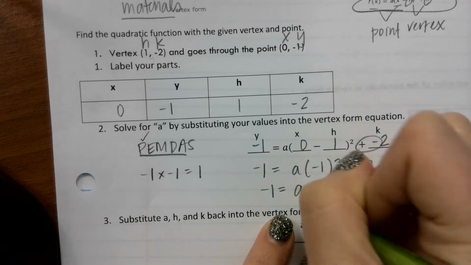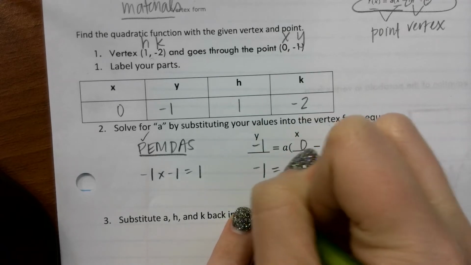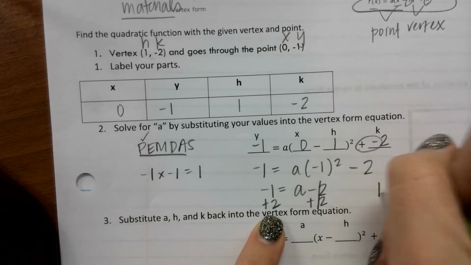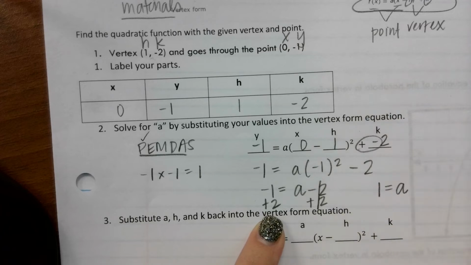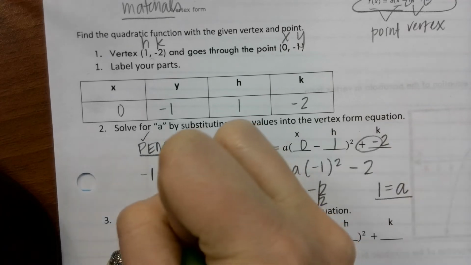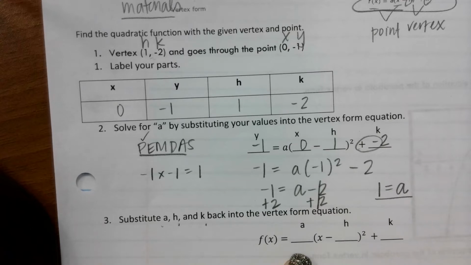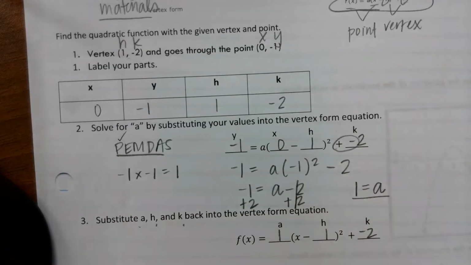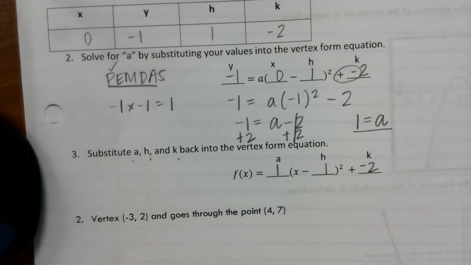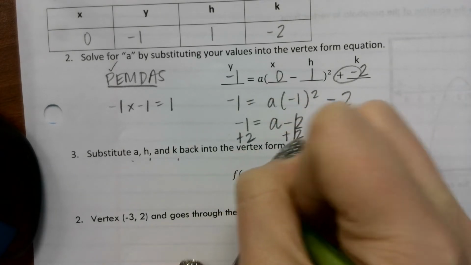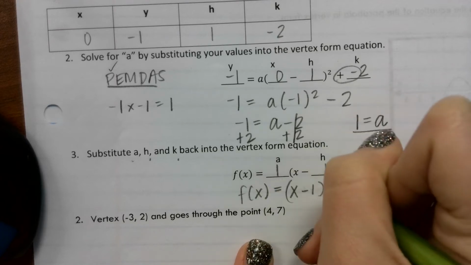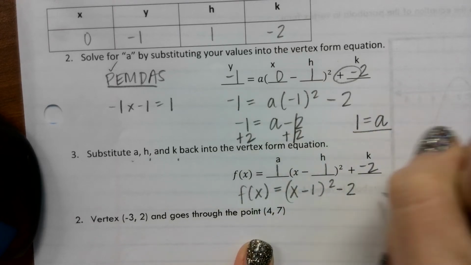Order of operations says that I need to do the inverse of a -2 in order to isolate my a, which means I add 2 on the left side as well. This becomes 1 equals a. Step 3 says to substitute in a, h, and k back into the vertex form equation. A is 1, h is 1, and k is -2. If I were to rewrite this to be more accurate, this would be f of x equals x minus 1 squared minus 2.